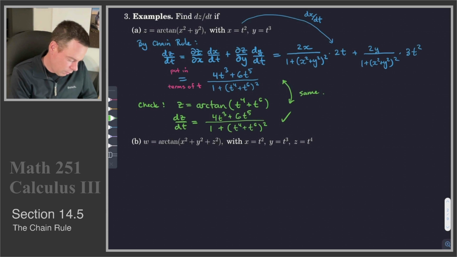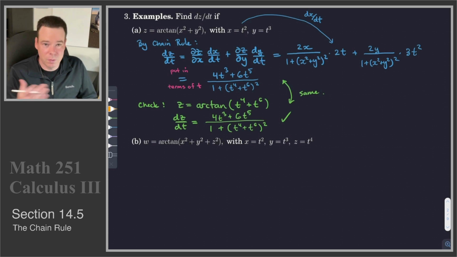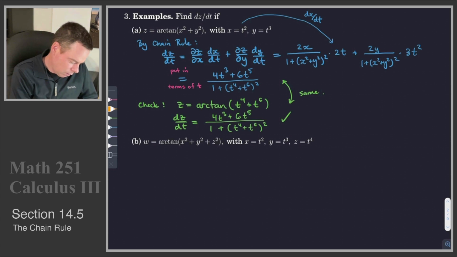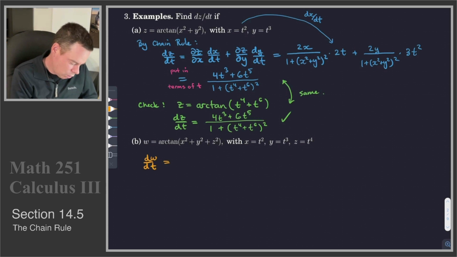This one we've got 3 variables. So we've got w is arctan of x squared plus y squared plus z squared, where each of x, y, and z are functions of t. We can go ahead and compute dw dt, because w is ultimately, in the end, a function of t. Now we could do the same technique we did above with the check, just substitute x, y, and z for the t's, and then do the derivative. Or in this case we want to get practice with the chain rule, so let's use the chain rule.